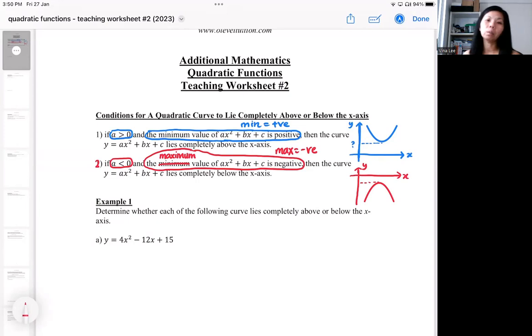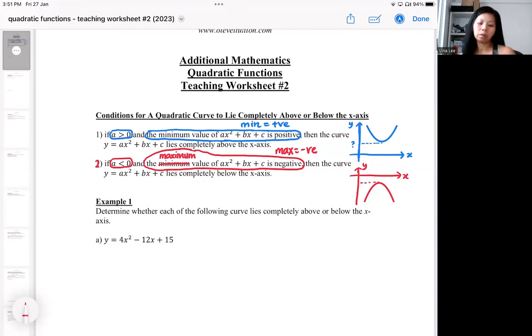This idea will be extended in the second topic as well, to the discriminant. But right now, you just have to be able to see that if a is positive and the minimum value is positive, the whole graph will be entirely above the x-axis. For the second case, it will be a frown face graph, the maximum is a negative value, and then the whole graph is entirely below the x-axis.